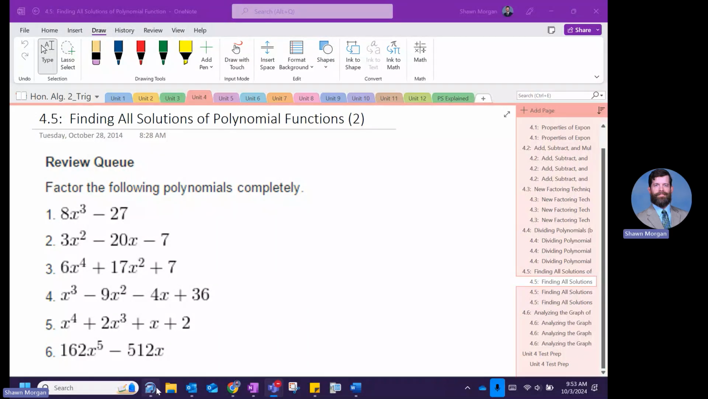All right. Well, here's what we're going to do. To start this lesson off, let me adjust my screen just a wee bit. There we go. We're going to see how you guys did on these factoring problems.